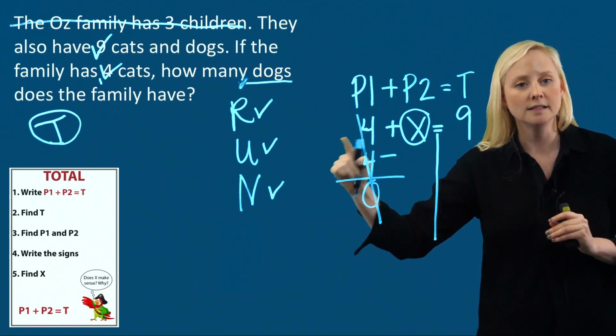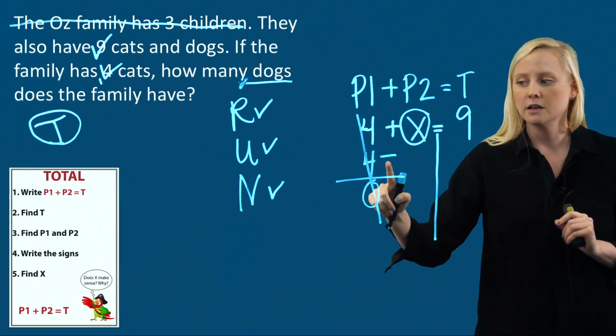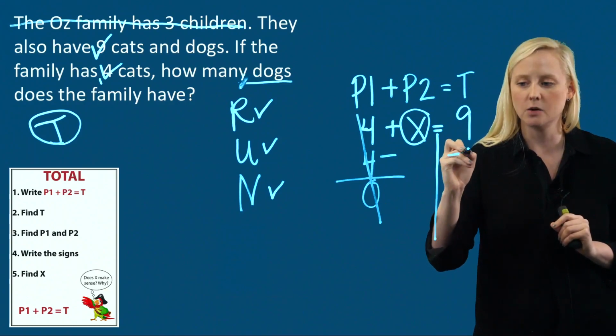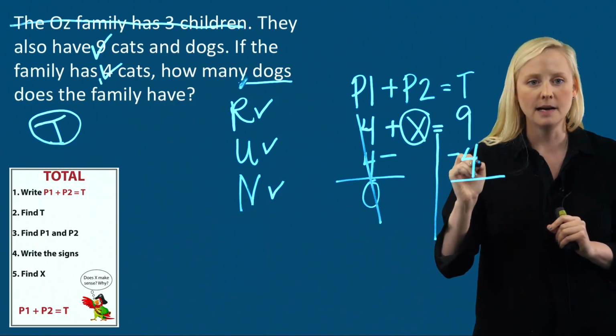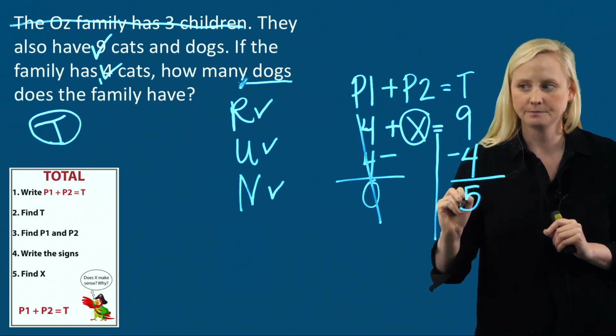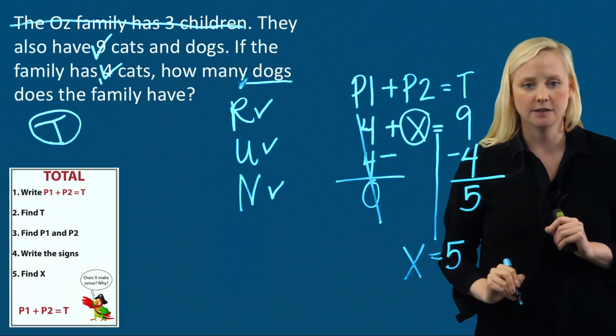But what I do to one side of the equal sign, I have to do the exact same thing to the other side of the equal sign. So if I subtracted 4 on this side of the equal sign, I have to subtract 4 on this side of the equal sign. 9 minus 4 is the same as 5. Now I can bring this down. X is the same as 5.